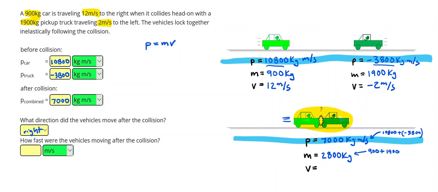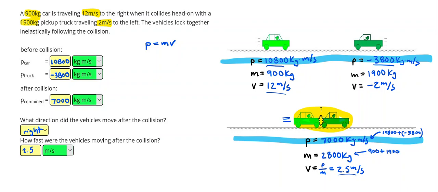Alright, and then it says how fast were the vehicles moving after the collision. That is what I'm missing right there, the velocity. To get the velocity, I can rearrange this equation. It says v equals the momentum divided by the mass, or 7,000 divided by 2,800. I get 2.5 meters per second. That makes a lot of sense. The car is definitely going to slow down, and so I'm feeling good about that answer of 2.5 meters per second to the right.